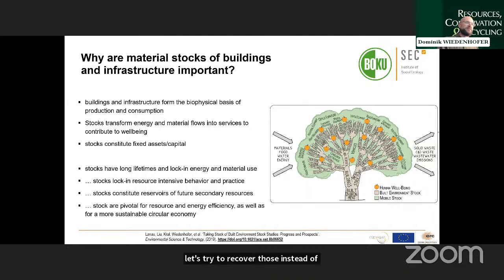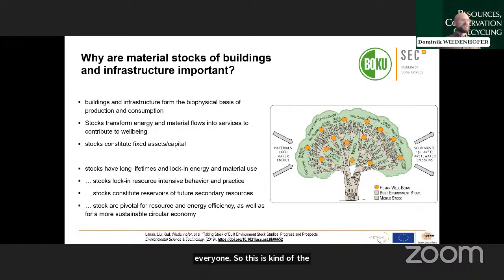And one of my great colleagues, Maud Lanois, drew this very nice picture about stocks, where the tree is basically the built environment, which branches out into all kinds of details that you can think about, be it specific buildings or specific infrastructure types. And in the end, we all want the fruit of well-being for everyone. So this is kind of the framing idea here.